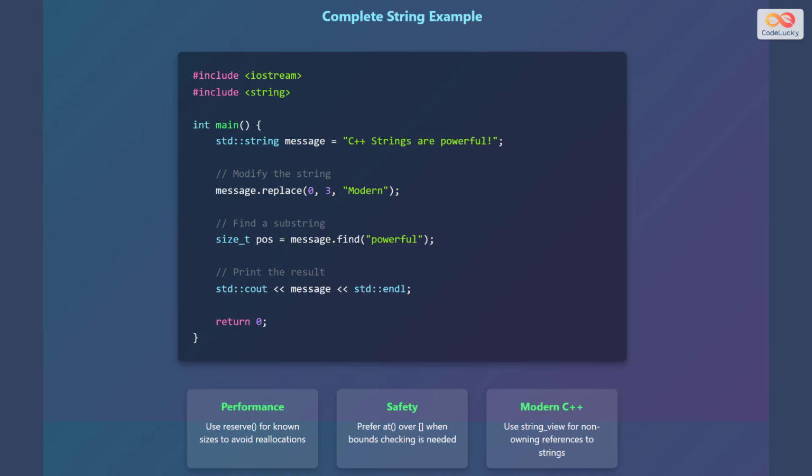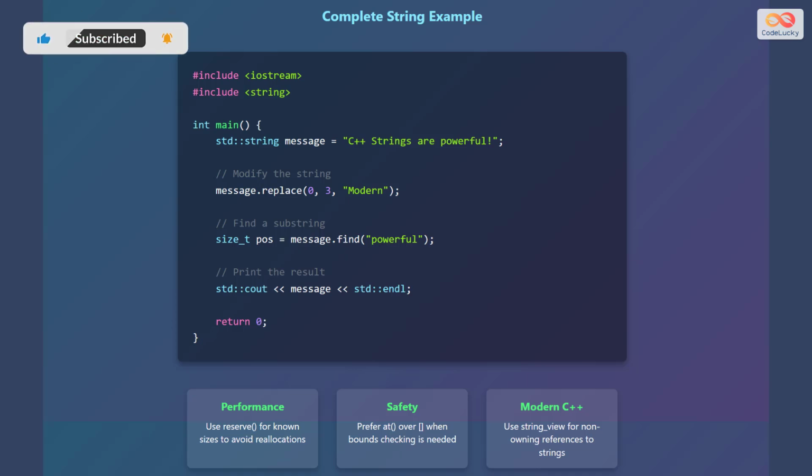First, we include the iostream and string headers. Inside the main function, we create a string variable named message and initialize it with the value C++ strings are powerful. We replace the first 3 characters of the string with modern using the replace method. We find the position of the substring powerful using the find method. Finally, we print the modified message to the console.